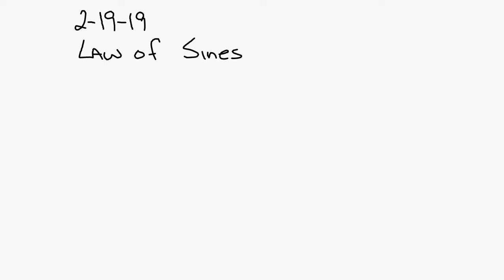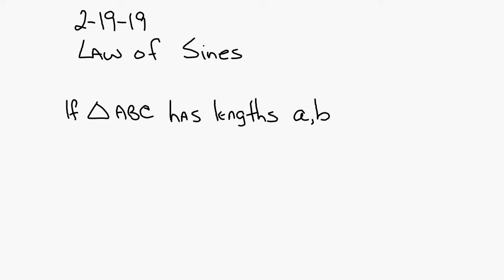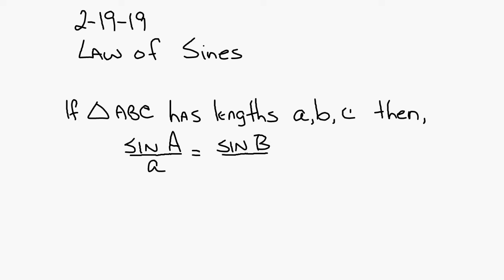If triangle ABC has lengths A, B, and C, then the sine of angle A over side A is going to be equal to the sine of angle B over side B, and that's going to be equal to the sine of angle C over side C. And let's take a look at what all that means.